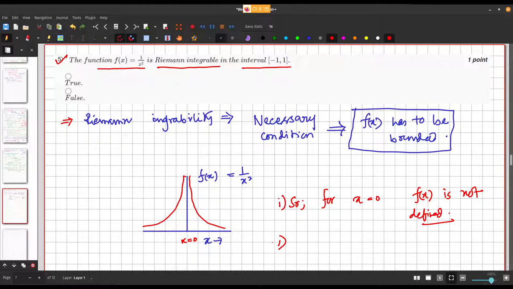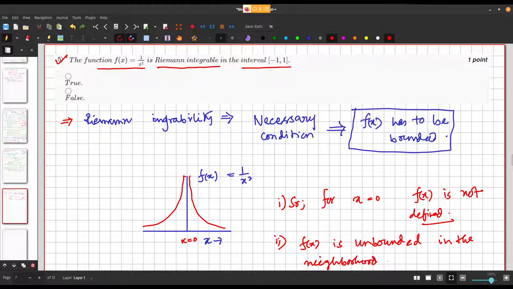And so this is point number 1, and point number 2 is f(x) is unbounded in the neighborhood of x equal to 0, because here you cannot define a number m which is greater than all the values possible, because this is blowing up at x equal to 0. So by definition, this function is not Riemann integrable.